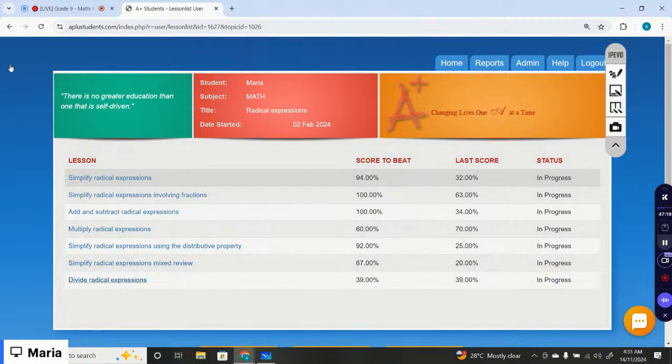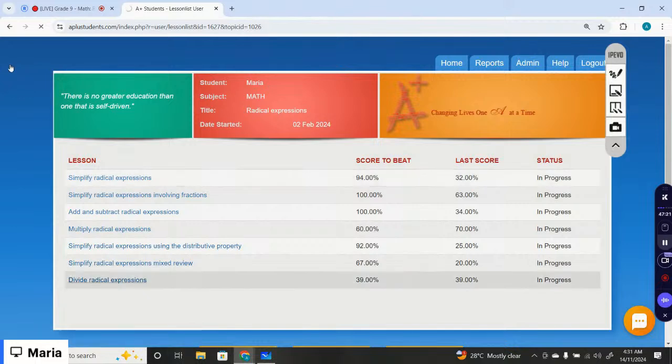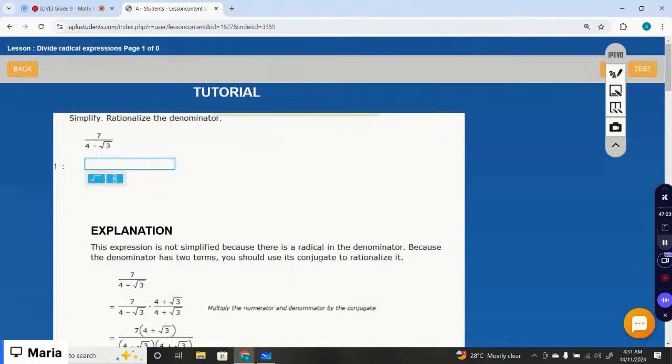The next lesson is divide radical expressions. Okay, let's rationalize the denominator. Basically, we have to remove the radical in the denominator. The radical is not simplified because there is a radical in the denominator. Because the denominator has two terms, you should use its conjugate to rationalize it.